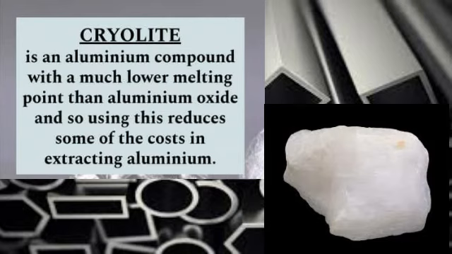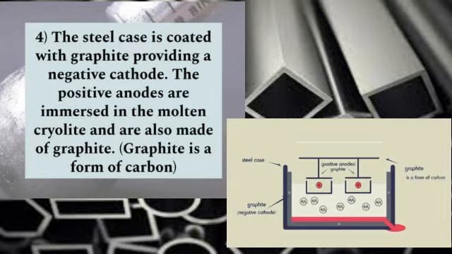Before I go into the next step, I will define what cryolite is. Cryolite is an aluminium compound with a much lower melting point than aluminium oxide, and so using this reduces some of the cost in extracting aluminium. Fourth, the steel case is coated with graphite, providing a negative cathode. The positive anodes are immersed in the molten cryolite and are also made of graphite. Graphite is a form of carbon.